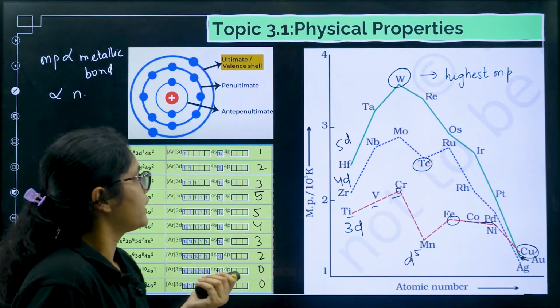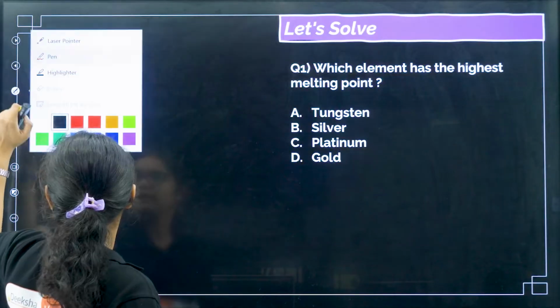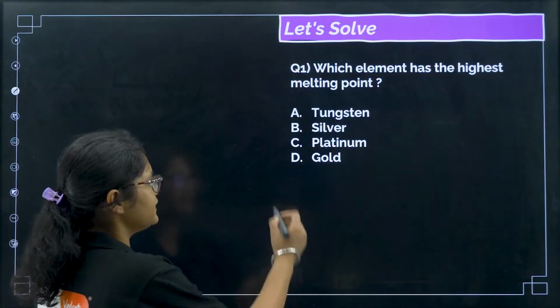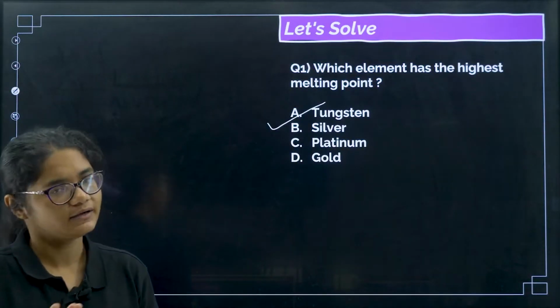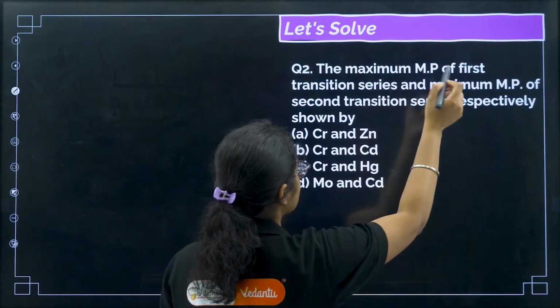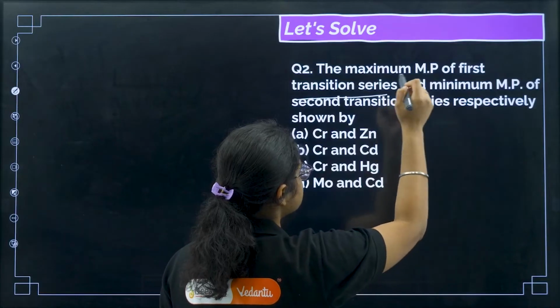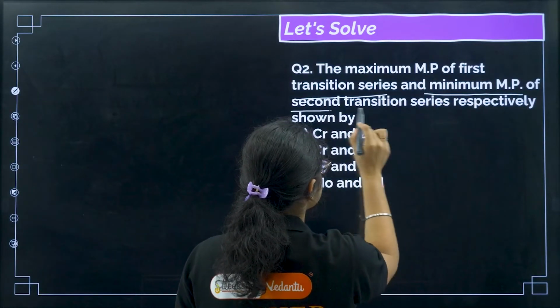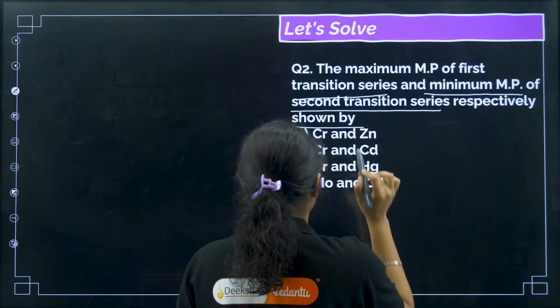Now let us do some questions quickly. Which element has the highest melting point? Just now I told you it is tungsten. Now coming to the next question, the maximum melting point of the first transition series and the minimum melting point of the second transition series respectively are shown by.